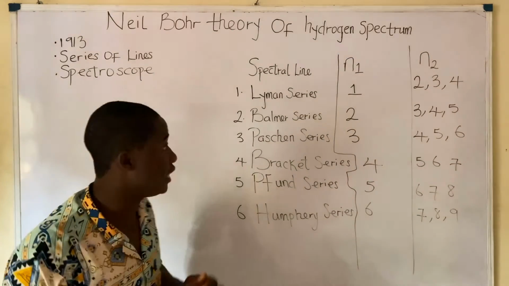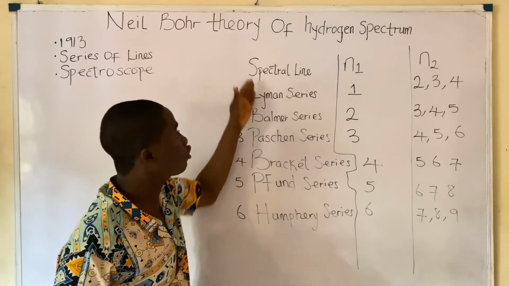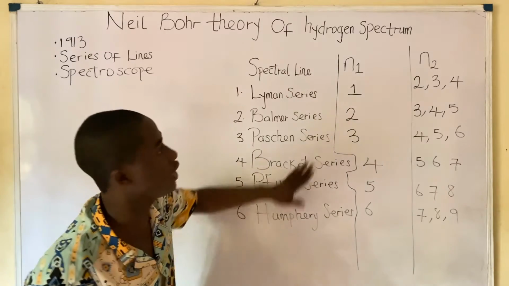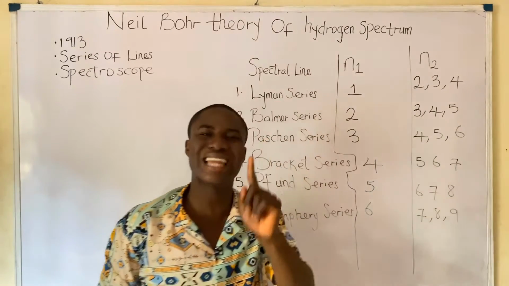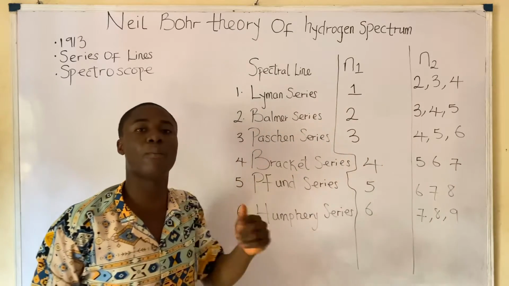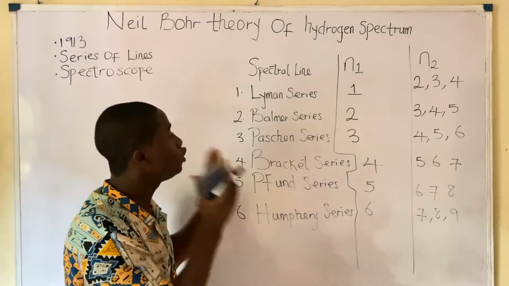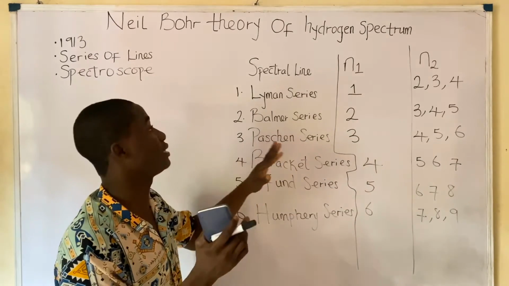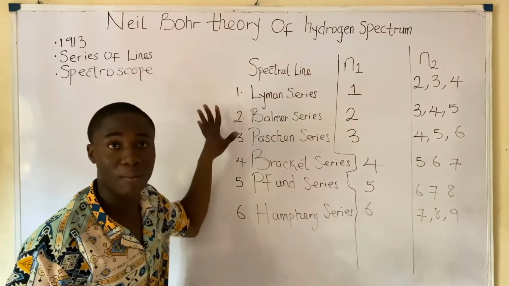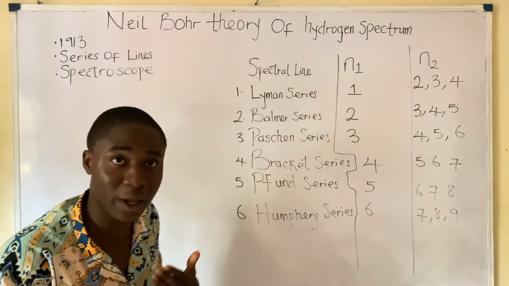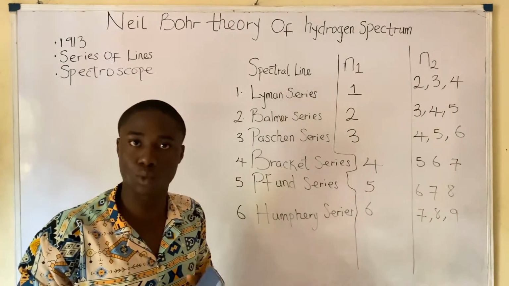So all of these are the spectral lines for hydrogen and the N1 and N2 values, because this is going to help us greatly in practice questions. So you have to take note of this table, because I'll wipe it now, as I will write the formula here so I can explain how every single concept works.